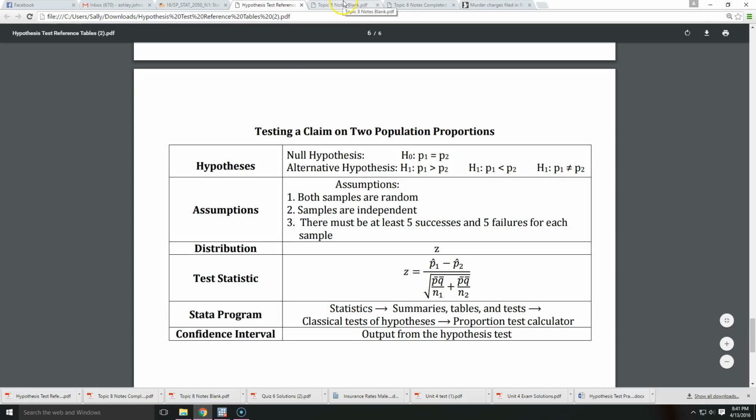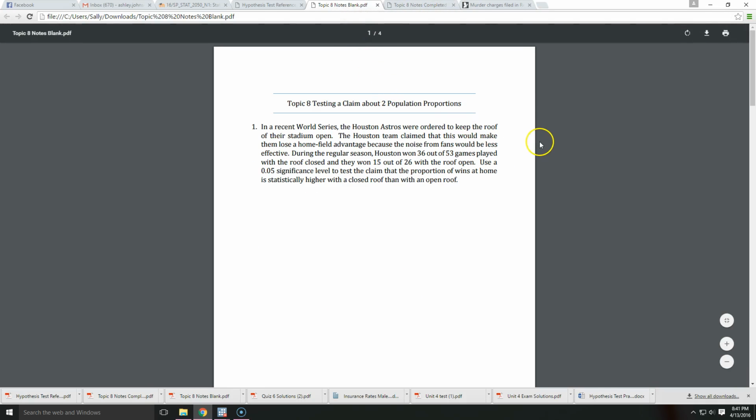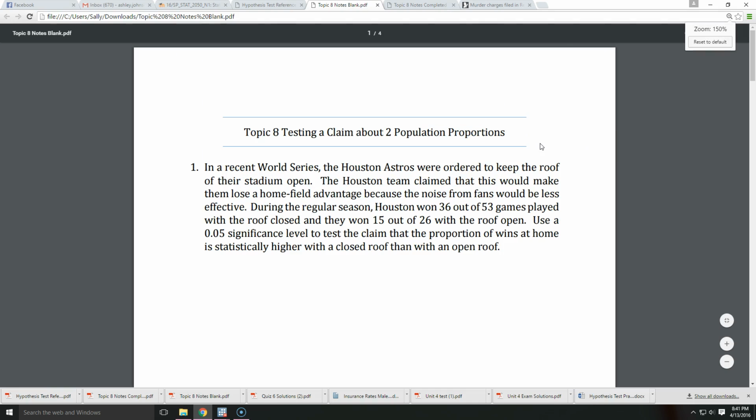In this video, we're going to look at a few problems from topic 8, testing a claim about two population proportions. Compared to the last two types of hypothesis tests that we've done, this one is a little bit more tame in terms of any kind of weird flares it could have.